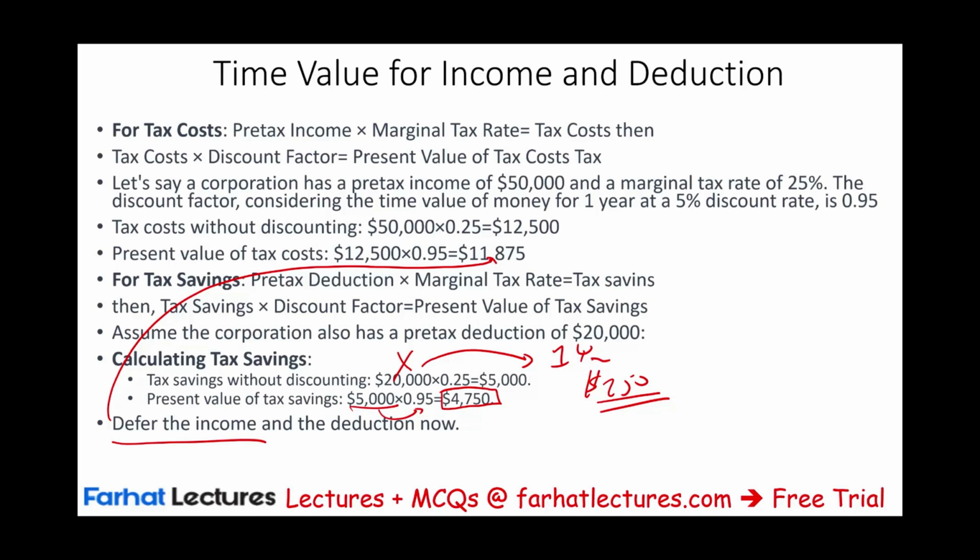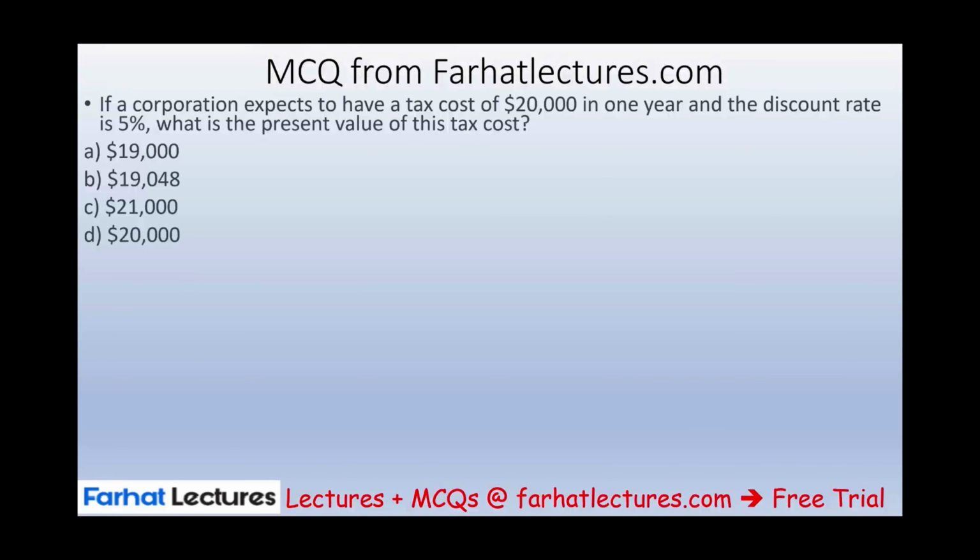Today, a $5,000 deduction is worth $5,000. A year from now, a $5,000 deduction is worth less. How much less? Depending on the factor. Here we're assuming 5%. Let's take a look at this multiple choice question from farhatlectures.com. If a corporation expects to have a tax cost of $20,000 in 1 year and the discount rate is 5%, what's the present value of this tax cost?